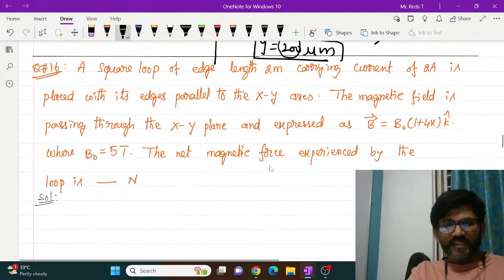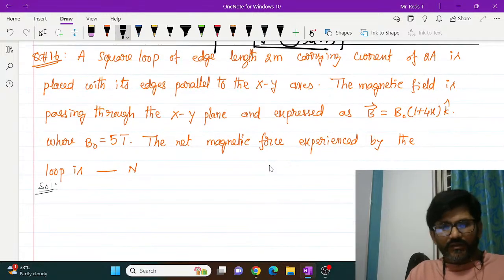Next, let us get into the next question. The question here is, a square loop of edge length 2 meter, carrying a current of 2 ampere, is placed with its edges parallel to the xy axis.